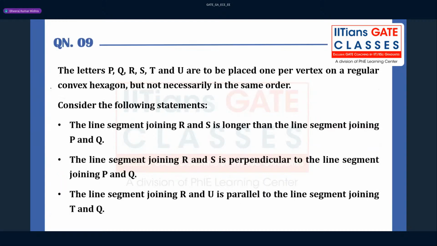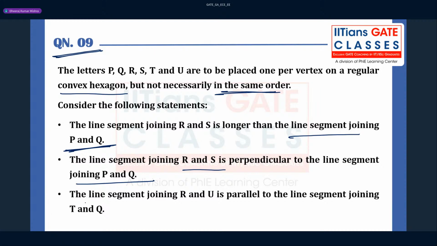So question number 9. The letters PQRSTU are to be placed one per vertex on the regular convex hexagon, but not necessarily in the same order. Convex hexagon, concave hexagon, we have discussed this. The line segment joining R and S is longer than the line segment joining P and Q. The line segment joining R and S is perpendicular to the line segment joining P and Q. And the line segment joining RU is parallel.